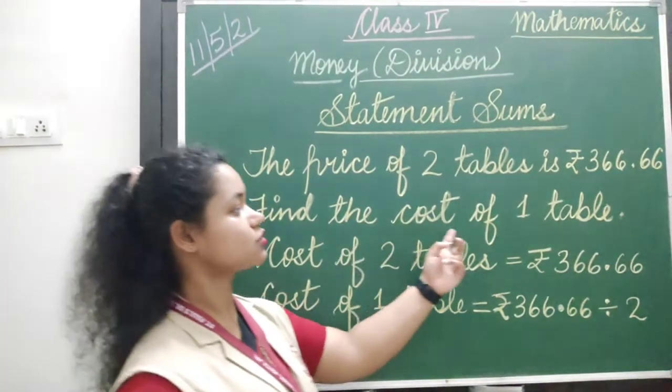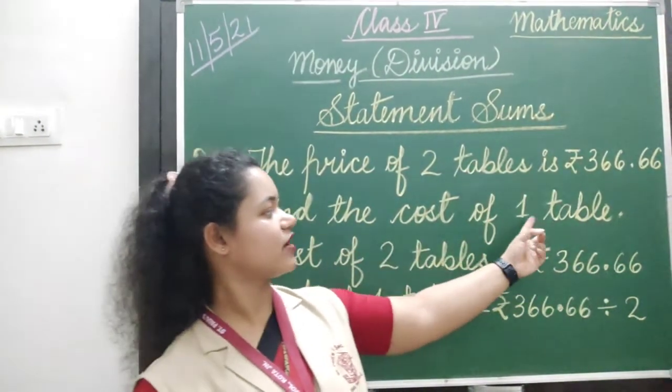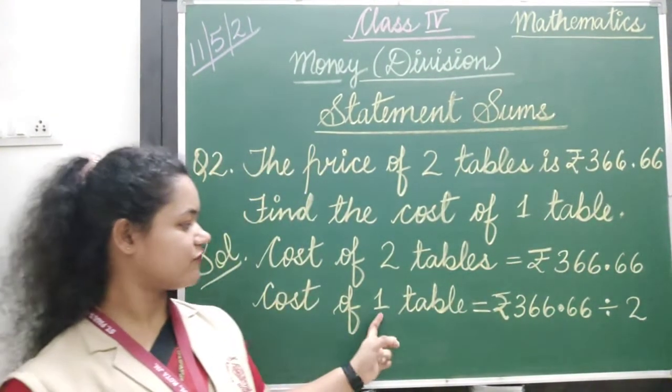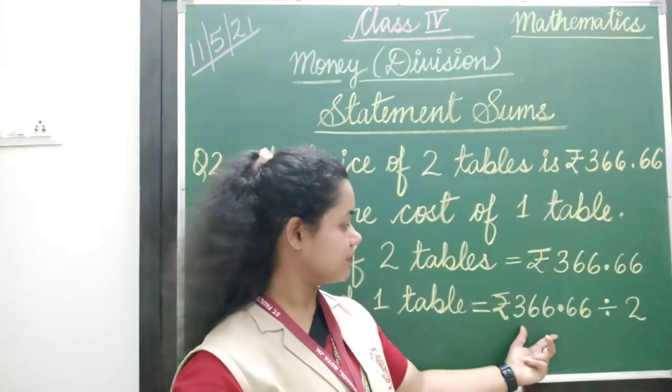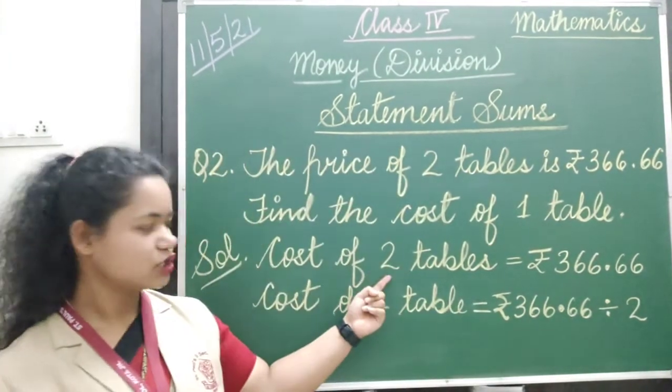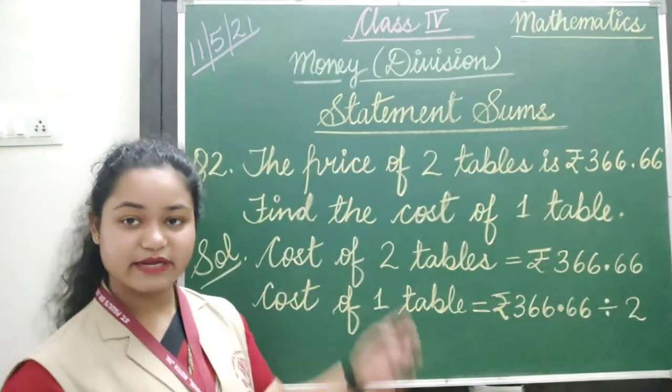Come to the second line, for the second sentence. Find the cost of 1 table. So from here only I have picked cost of 1 table. Cost of 1 table is equals to total cost of 2 tables divided by 2. Okay? Understood? Please copy down.